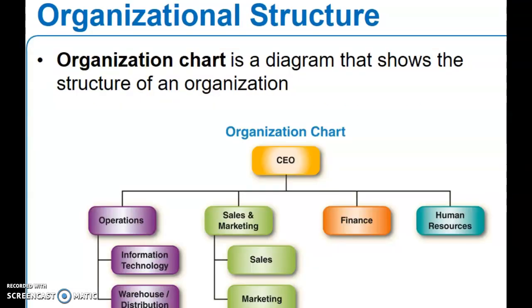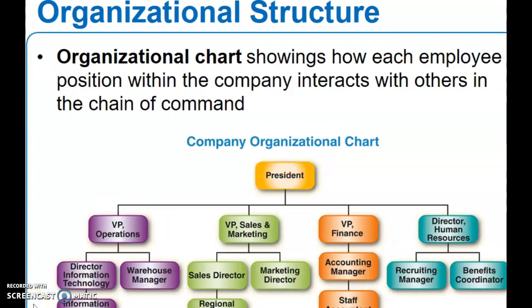Most companies create an organizational chart so that employees understand the lines of authority. An organization chart is a diagram that shows the structure of an organization. This chart identifies departments, shows how business operations tasks are divided, and indicates levels of authority, as shown in this figure. An organizational chart is a diagram showing how each employee position within the company interacts with others in the chain of command. As shown in this figure, an organizational chart identifies who answers to whom.